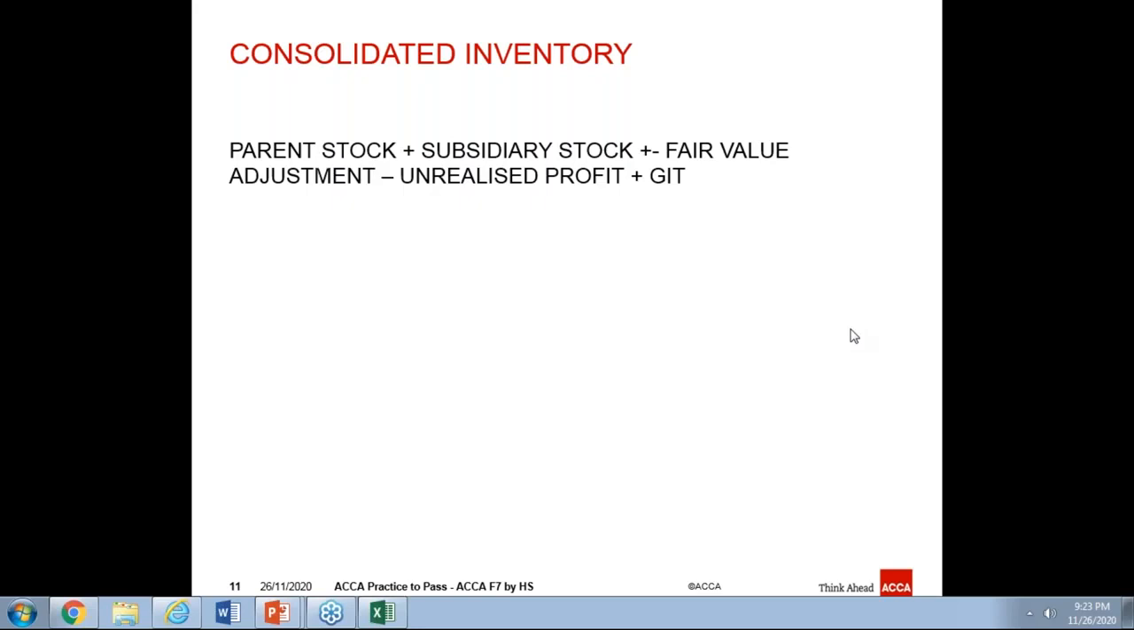Why does associate to parent not affect NCI? Associate or the parent company has nothing to do with the NCI. NCI concept only exists in the subsidiary company. So whenever the subsidiary is selling goods to the parent, then you have to do adjustment in the NCI. Okay.